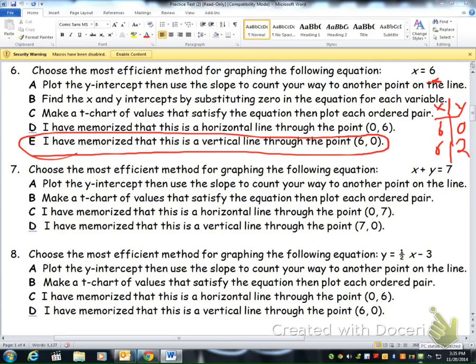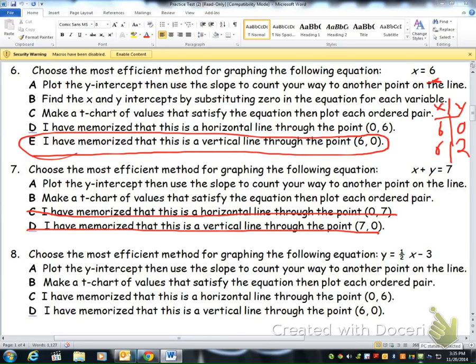Same thing with a y equals line. That should simply be memorized: it's a horizontal line going through the point 0 and then whatever your y-intercept is. Alright, so the next one, we have x plus y equals 7. Now, obviously, this is not a horizontal line, and it is not a vertical line, which means the only options you have left are making a t-chart or plotting the y-intercept and using the slope.